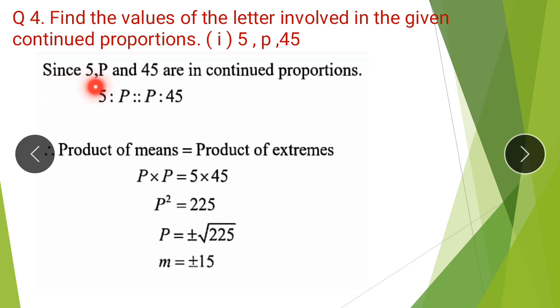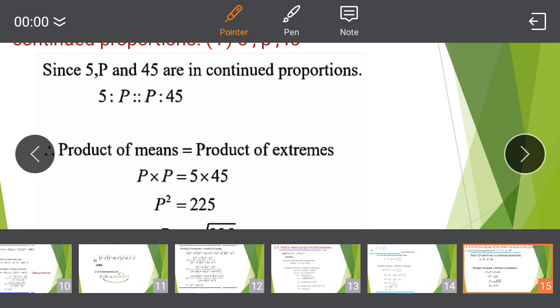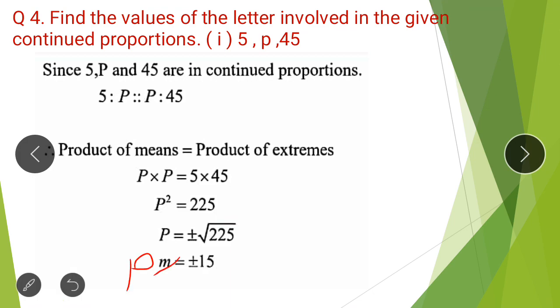So here it is written, since 5, p and 45 are in continued proportions, 5:p again means the proportion in which the unknown value is involved will be in a continued process then. Okay, product of means and product of extremes here, p square is the mean and 5 and 45 are the extremes. So p times p is p square, and 5 times 45 gives the result as 225. Since we are supposed to find the value of p, we take the square root on both sides, and we will get the square root of 225 is plus minus 15. So the continued proportion will be plus minus 15 then.